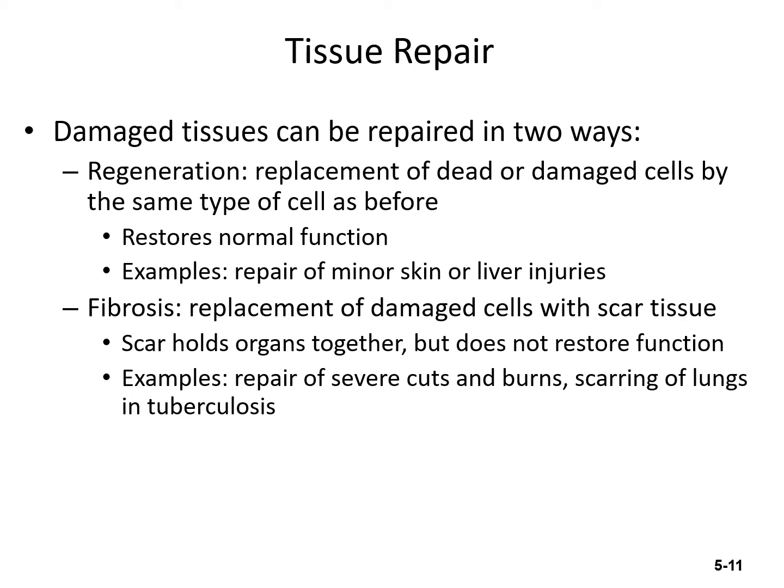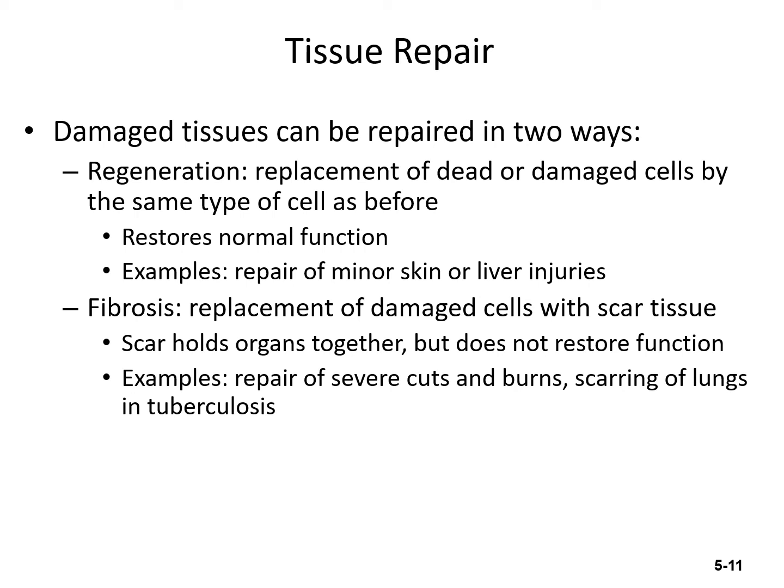So you get a paper cut, for example. Your keratinized, stratified, squamous epithelial tissue is going to undergo mitosis. It's basically going to replace the skin cells that were damaged and died during that process, and you still have basically the same functionality. So you have restoration of normal function, repair of minor skin injuries, this is pretty common, and then also liver injuries as well, to a degree. The liver is pretty good at repairing itself.